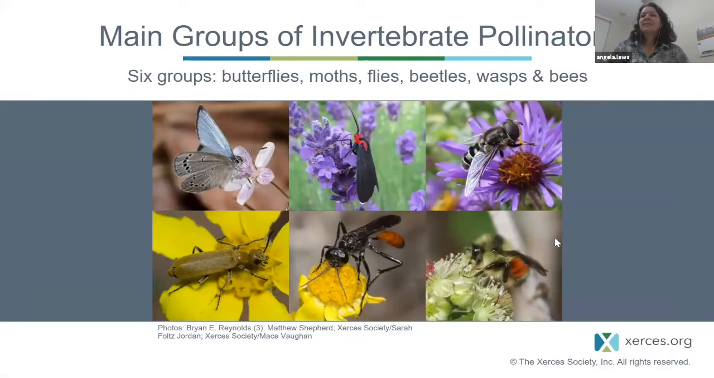So there are 6 main groups of insect pollinators. There are, can you see my cursor? Hopefully, butterflies, moths, flies, beetles, wasps, and bees. And of these, bees are the most important and efficient pollinators.